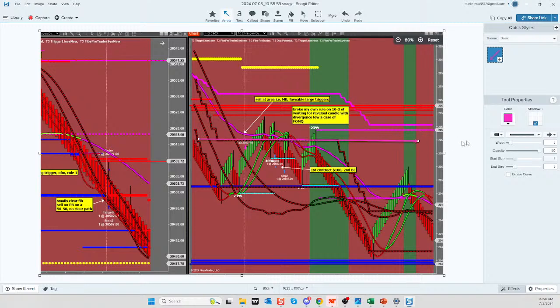I'm sorry, I'm not being clear. This white line represents the line in the sand. I expect price to correct to the triggers. My advantage happens when there's a line inside of the triggers. So here, let me type it out.